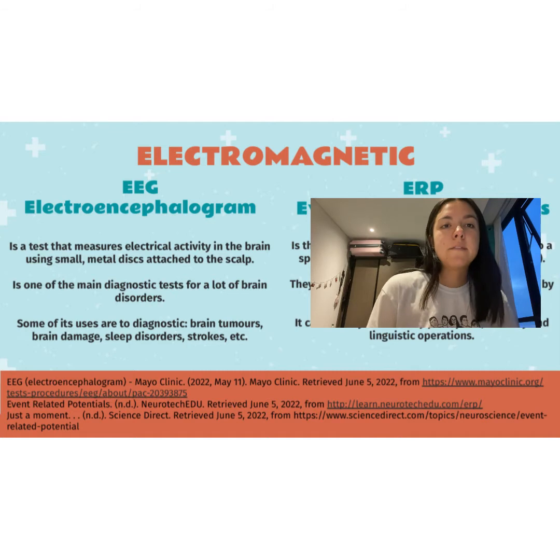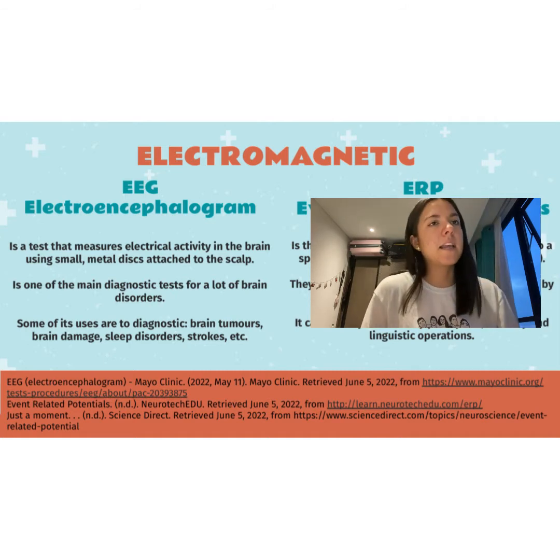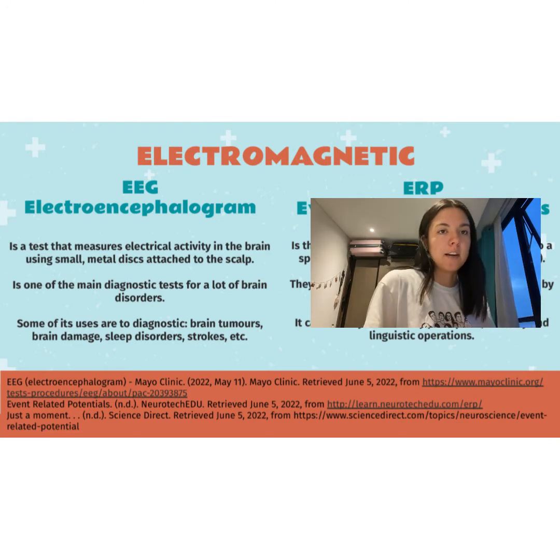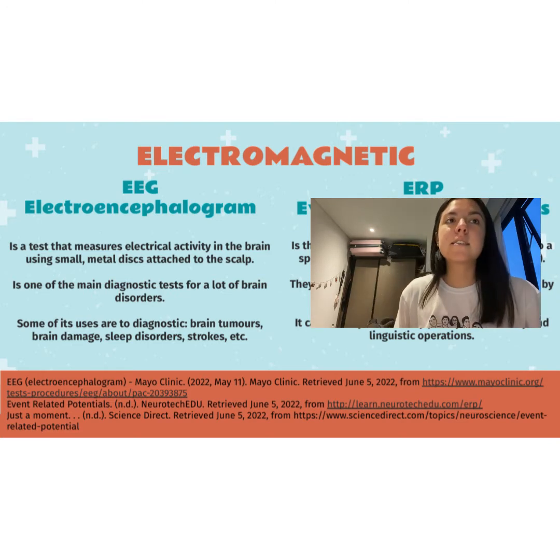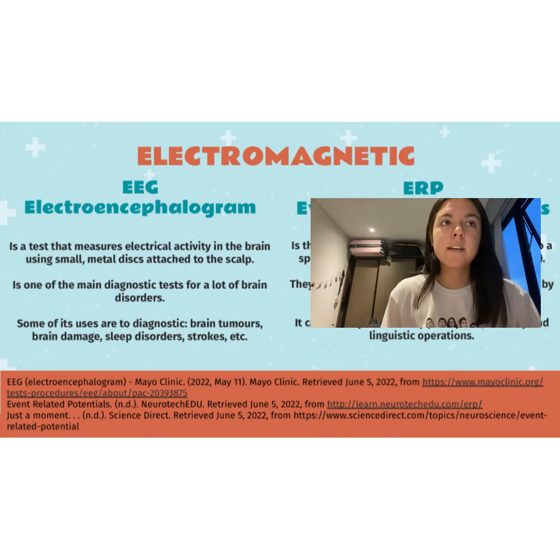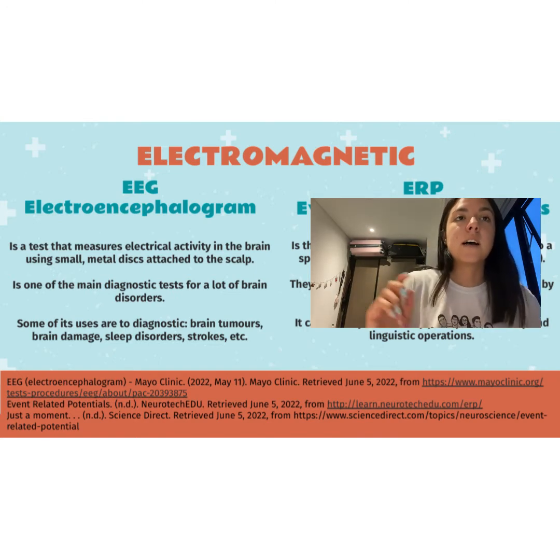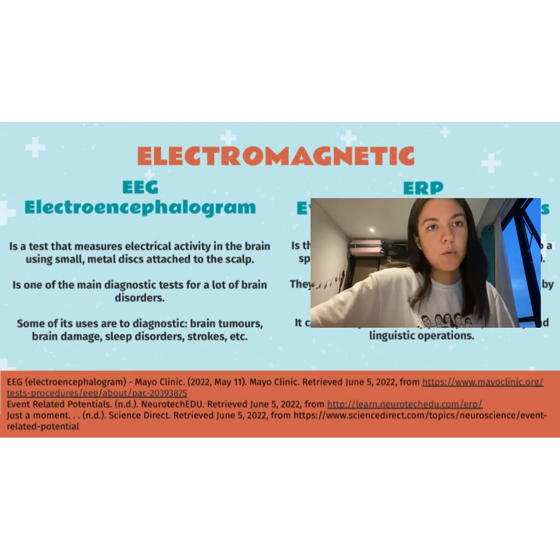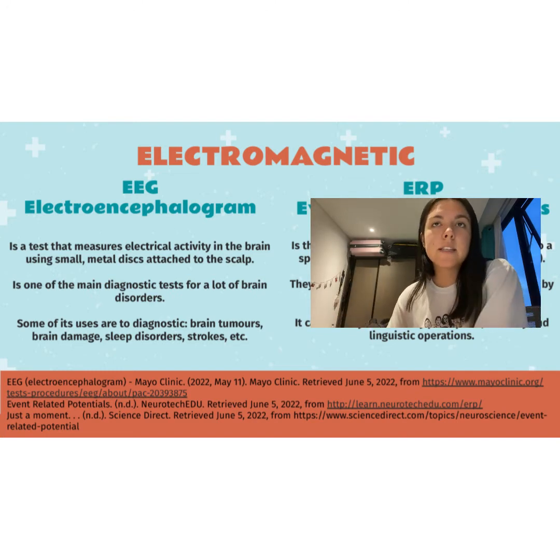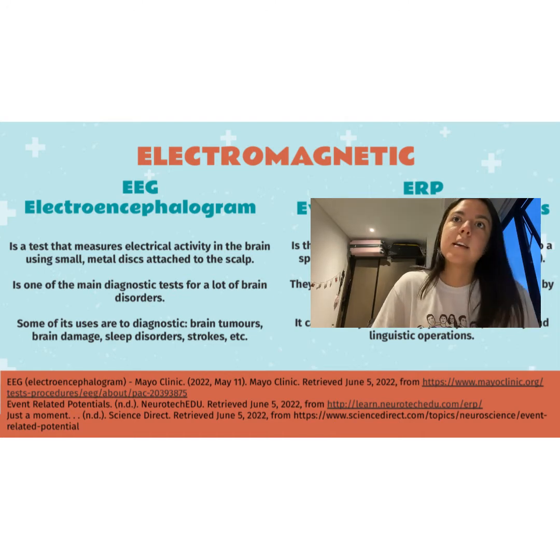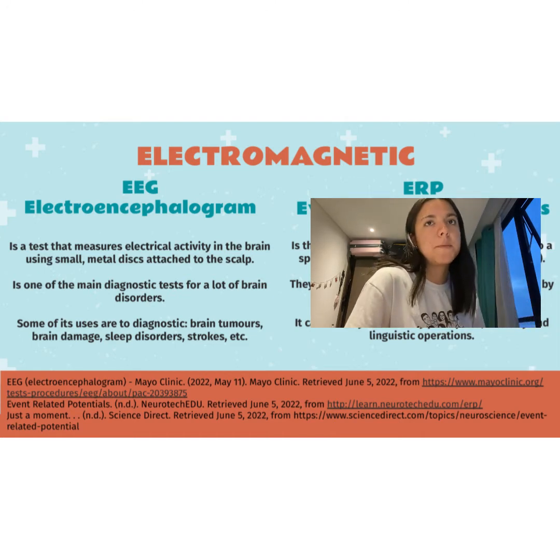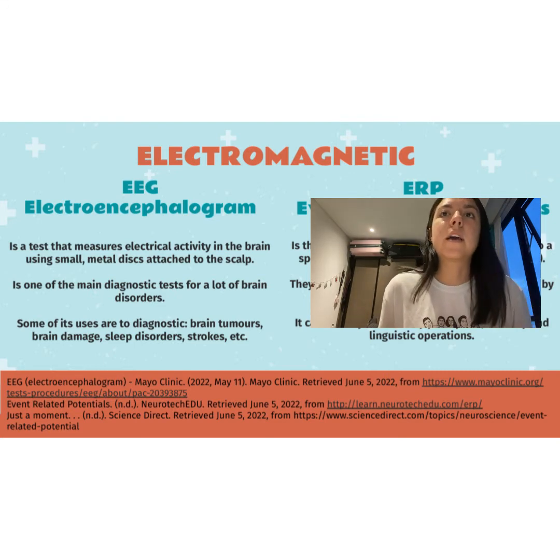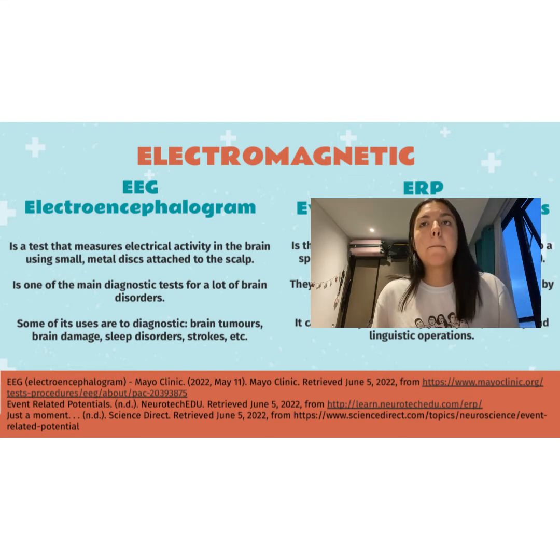Then we have another type, which are the electromagnetic methods. First, we have the EEG, that is the electroencephalogram. It is a test that measures electrical activity in the brain using small metal discs attached to the scalp. These are the ones that we see in movies. During this painless test, small sensors are attached to the scalp to pick up the electrical signals produced by the brain. These signals are recorded by a machine and are looked at by a doctor.